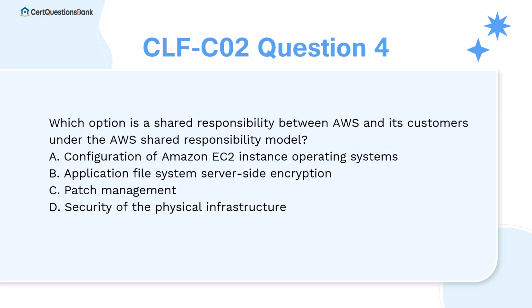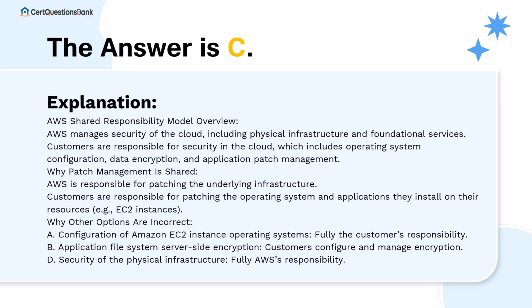Which option is a shared responsibility between AWS and its customers under the AWS Shared Responsibility Model? A. Configuration of Amazon EC2 instance operating systems. B. Application file system server-side encryption. C. Patch management. D. Security of the physical infrastructure. The answer is C.